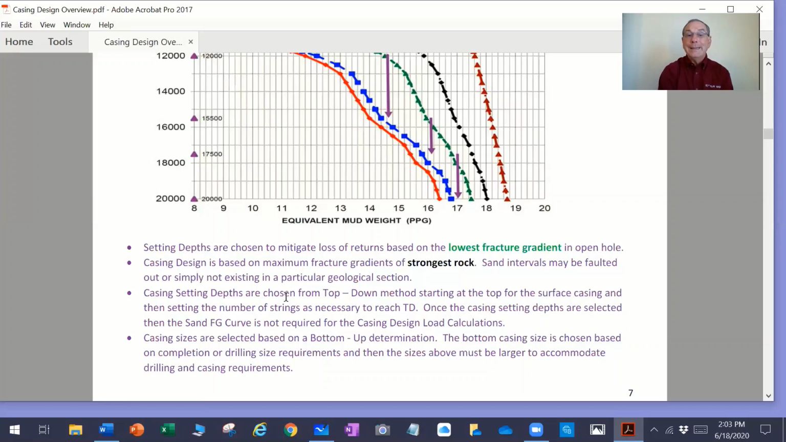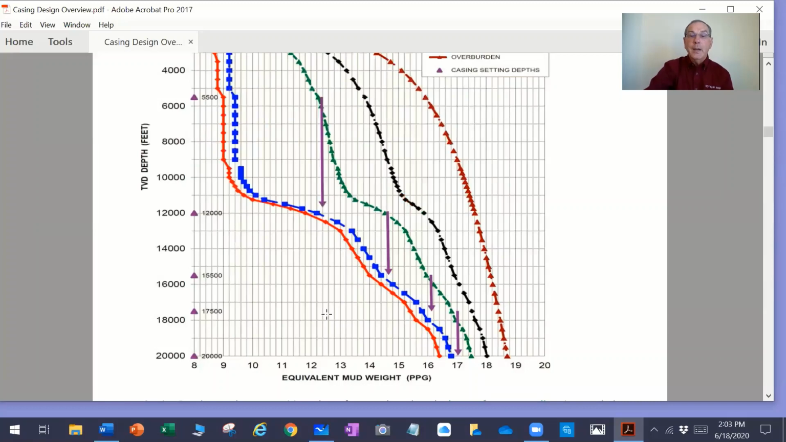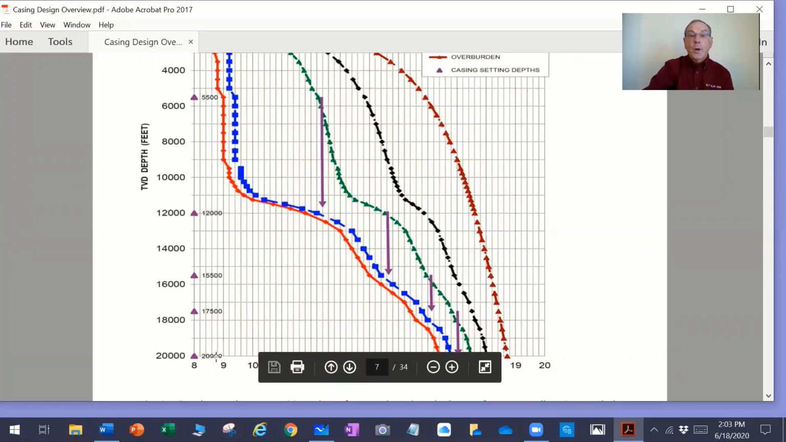Now, casing sizes are selected based on a bottoms-up determination. So the bottom casing size is chosen based on a completion or drilling size requirement. And then the sizes above must be larger to accommodate drilling and casing requirements. So let's just say for this example that if this string of casing at the bottom for completion were to be 5-inch, let's say a 5-inch production liner was acceptable, then you start from the bottom.